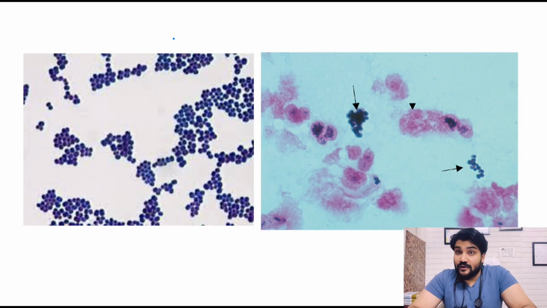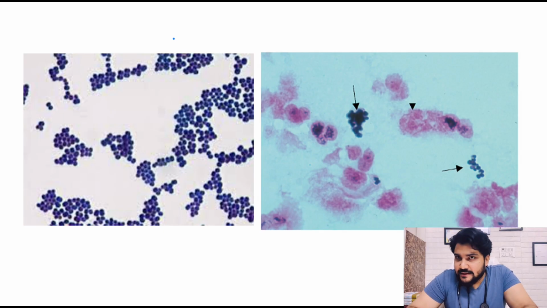Staphylococcus aureus is present as a grape-like structure. That's why it is called Staphylococcus: coccus means circular, and staph in Greek means grapes. So Staphylococcus will present like a grape-like structure. They are gram-positive cocci present in clusters. This is a very important point. They are present in clusters.